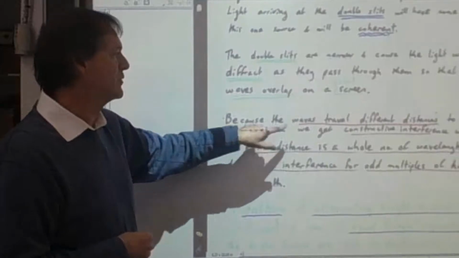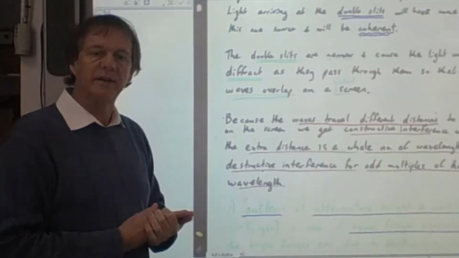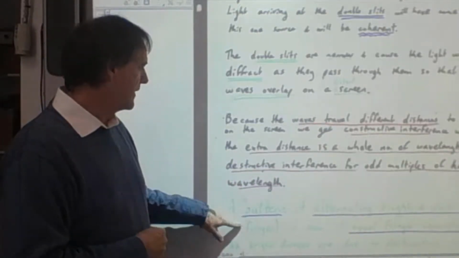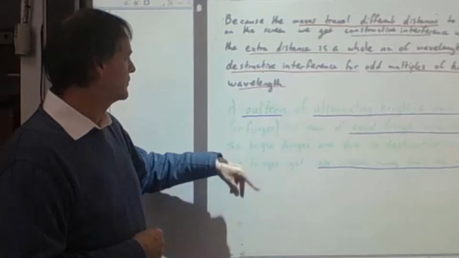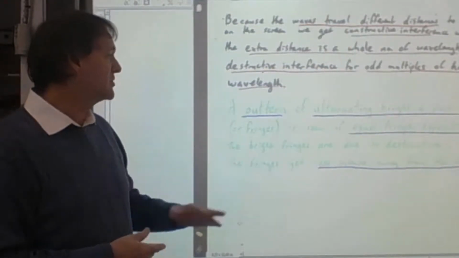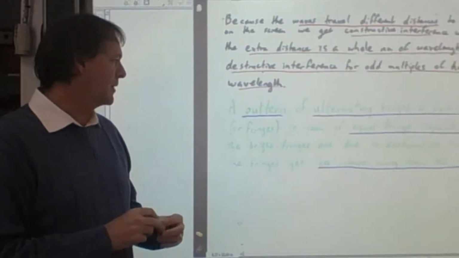Now, because they travel different distances to each point, you're going to get constructive interference when they arrive in phase and destructive when they're out of phase, and that gives you that pattern. Now the pattern can be described, and I apologise for the green writing there, as alternating bright and dark bands or fringes of equal fringe separation. Okay. Now you get destructive there when they're out of phase.